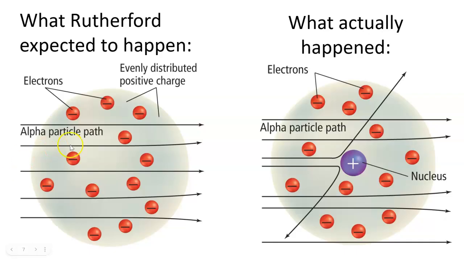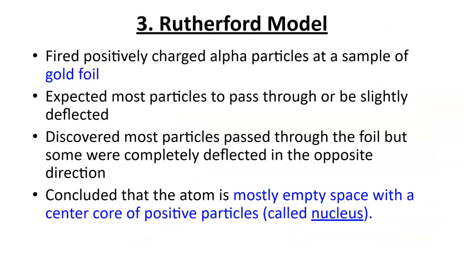So if we zoom in, here's what he expected to happen: a little bit of deflection, some just going straight through. And what actually happened was most went straight through, but a few hit something and bounced off. So he concluded that since he was firing positive particles, there must be a bunch of positive particles in a nucleus in the center of the atom that they were hitting. But also the rest of the atom was mostly empty space. So Rutherford's model has two conclusions to it, really. Number one, the atom is mostly empty space. And number two, there's a center core of positive particles called the nucleus.